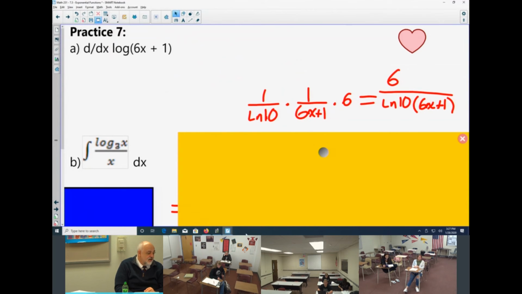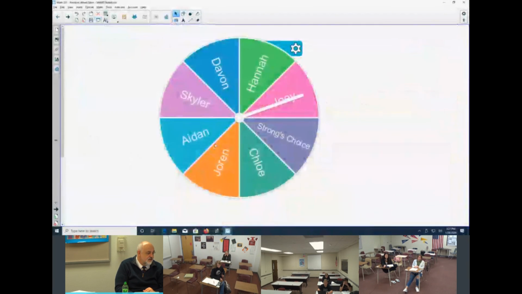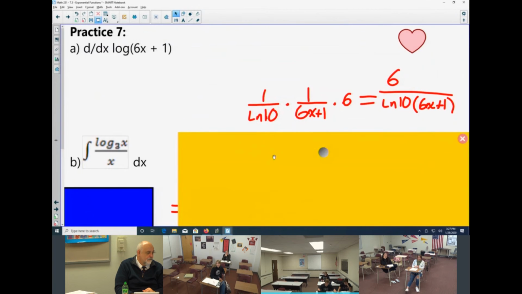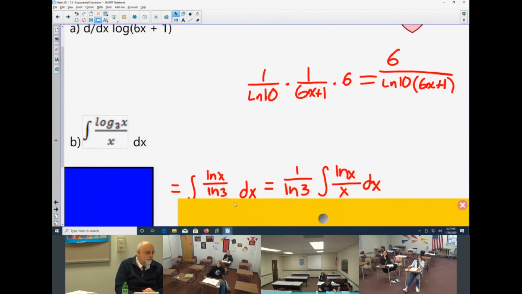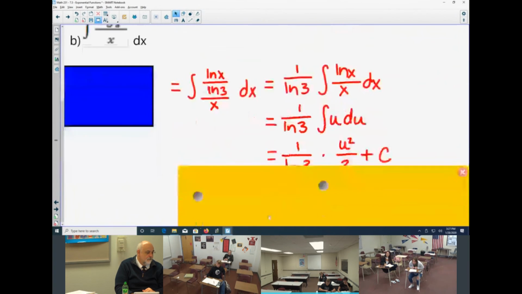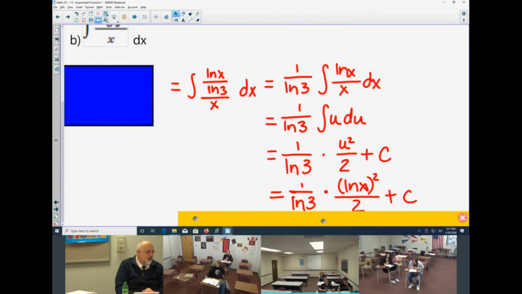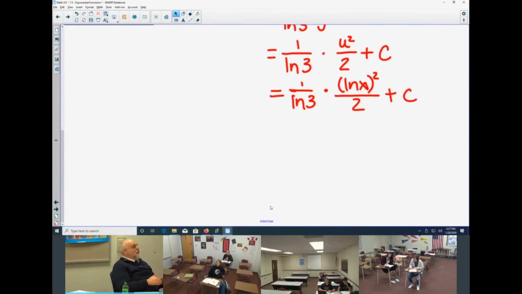Okay, so practice 7B. Let's see who's got this one. Aiden. I got ln of x quantity squared over 2 ln 3 plus c. That's it. So I actually like how you said it better because you combined those two. Okay, I can't write it. But ln of x quantity squared and then over 2 ln 3. So he put those together and then plus c. So perfect. All right, any questions? Anybody need me to go through that?